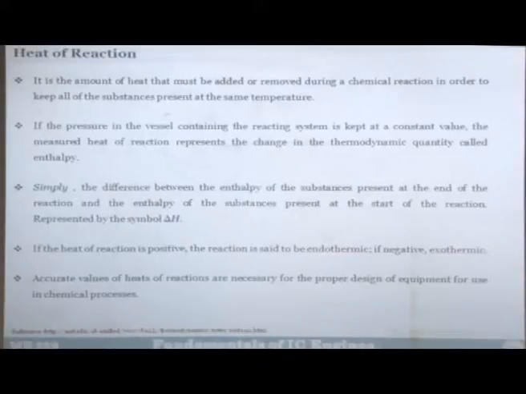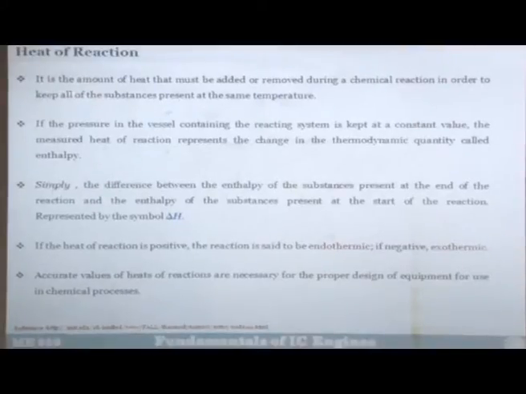Now, let us see heat of reaction. Heat of reaction is the amount of heat that must be added or removed during a chemical reaction in order to keep all the substances present at the same temperature. In a pressure vessel containing the reacting system, if it is kept at a constant volume, the measured heat of reaction represents the change in the thermodynamic quantity called enthalpy.